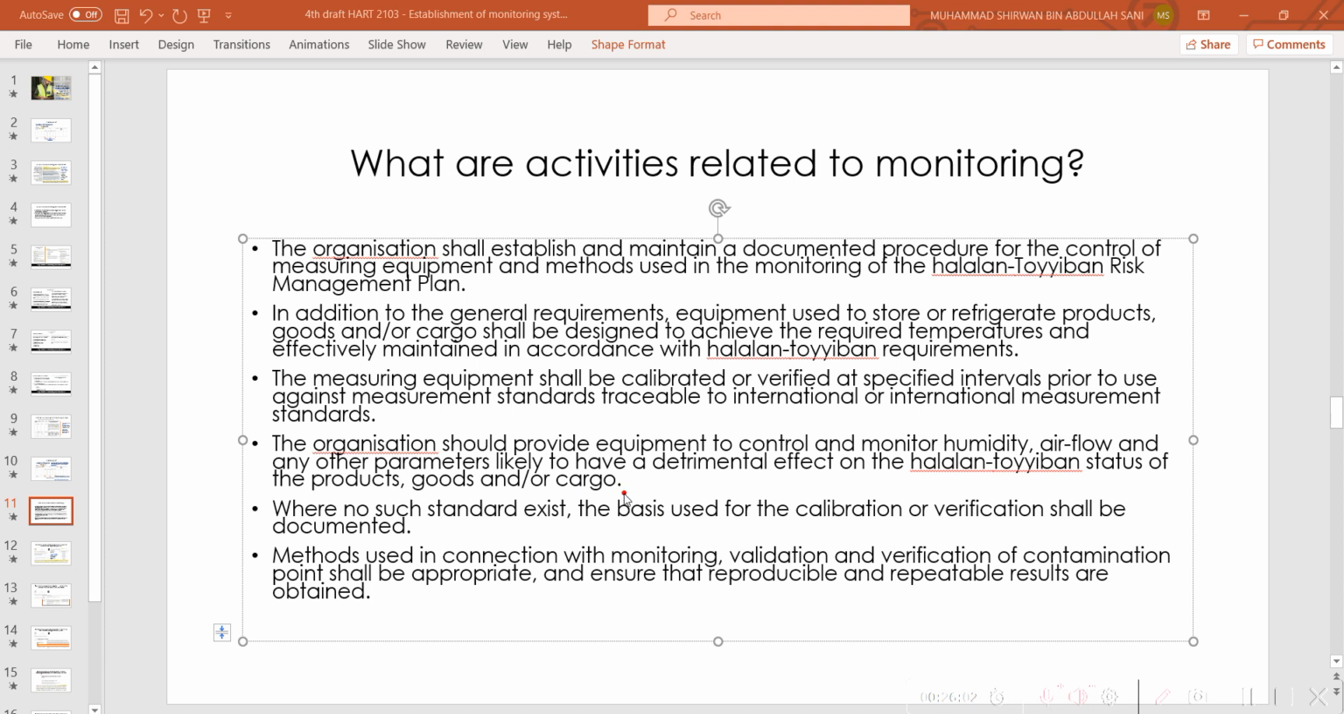Okay, if your premise doesn't have any procedure on how to monitor the halal control point, you need to do a small experiment, for example, where the calibration and verification shall be carried out and then it shall be recorded, right?